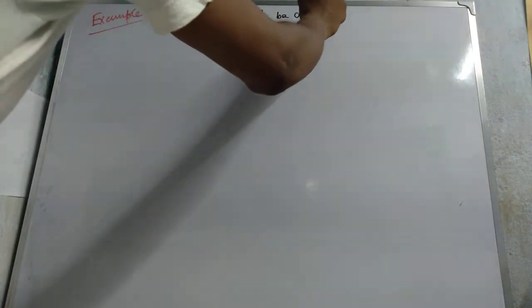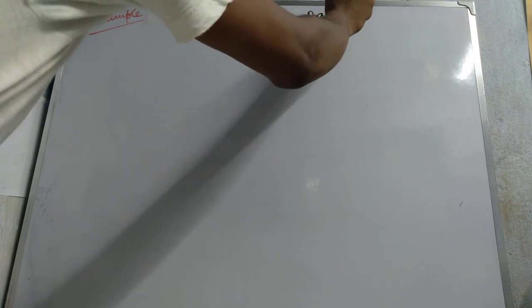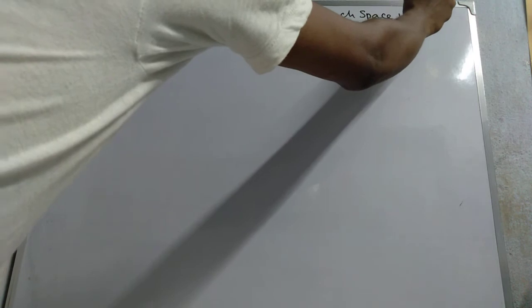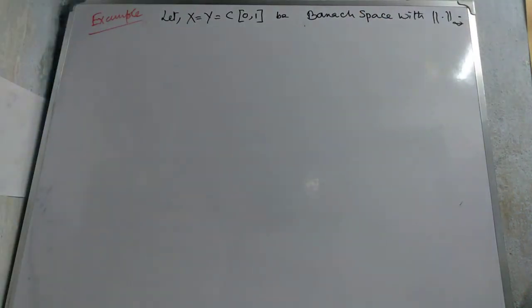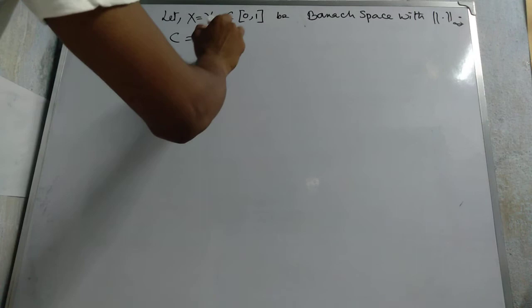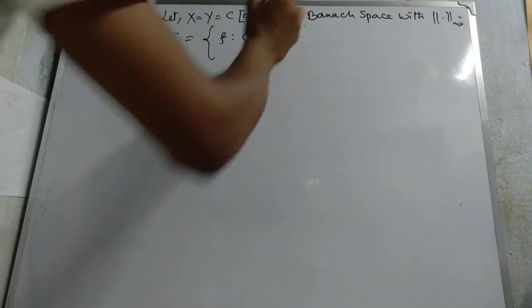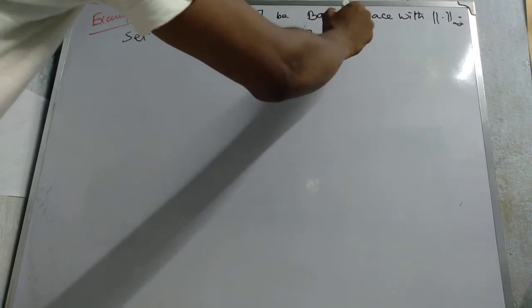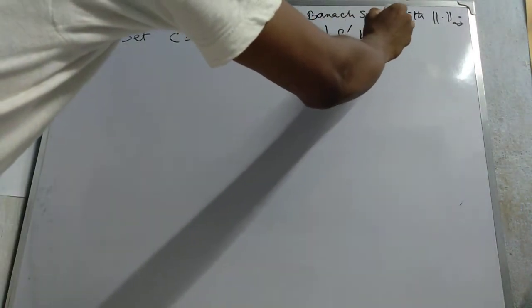Example. First let X = Y = C[0,1] be a Banach space with norm infinity. Set C equal to the set of f in C[0,1] such that f' is continuous.